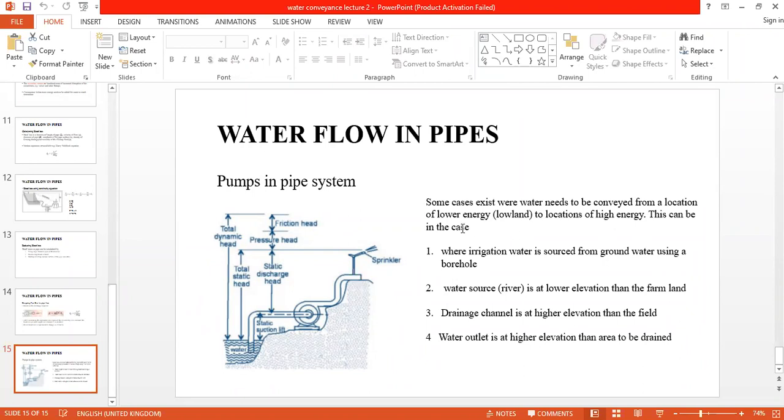So these are just examples of when you would need to use a pump. It's not always that you need to use a pump. If your reservoir is at a higher elevation than your field, you're just going to use the natural energy to move your water from the reservoir to your farm. But if your farm is at a higher elevation, now you need to add a pump to lift your water to that elevation.